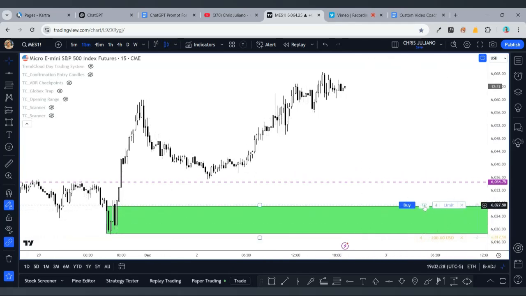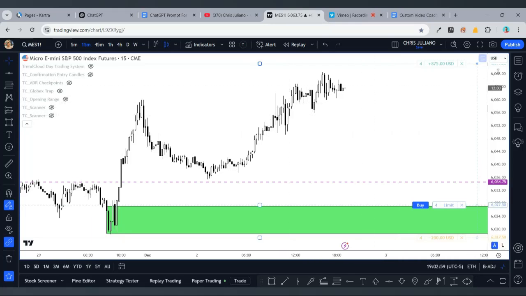Okay, so there's a little $200 risk, and you would take your target and you would bring it up to 2 to 1, right? And you would leave it there. And if you have 4 contracts, take off half. And then bring that up to 3 to 1. Take 1. Bring that up to 5 to 1. And take your last one. That's how you scale out of the position.